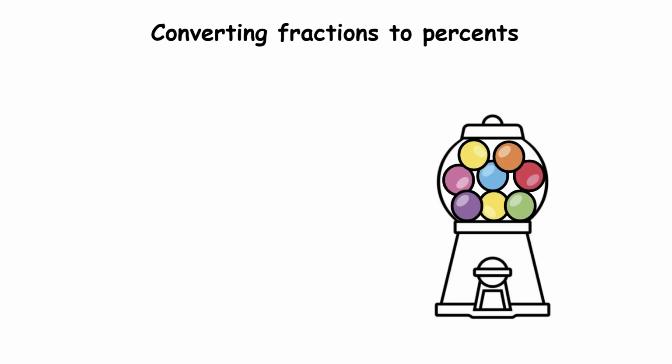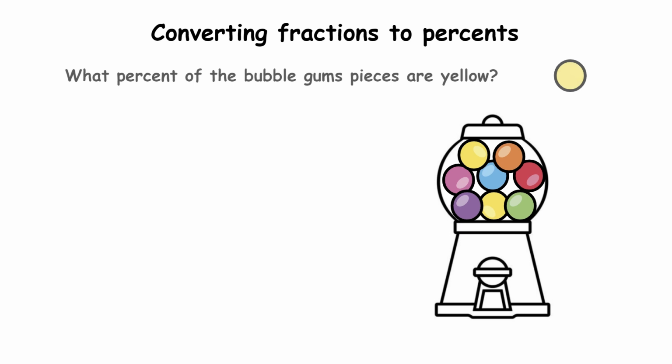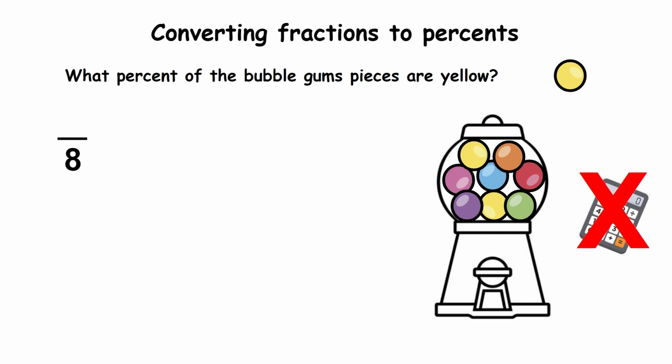In this video, I'm going to show you how to convert from fraction to percent with and without a calculator. In the first example, we have a bubblegum machine, and we want to know what percent of the bubblegum pieces are yellow. Now in this example, we're going to calculate the percent without using a calculator. So we count 8 pieces of bubblegum in the machine, and 2 of the 8 pieces of bubblegum are yellow.